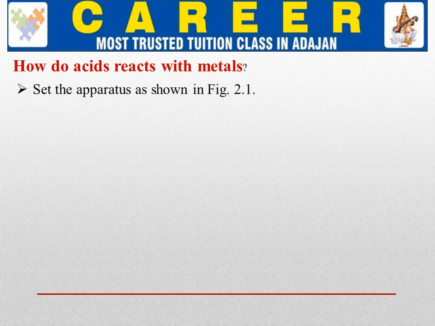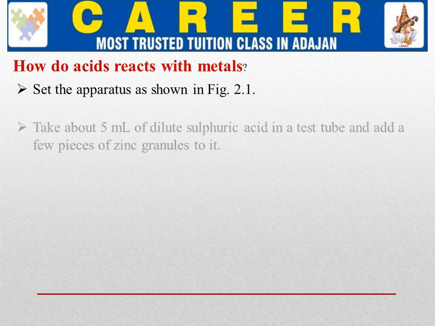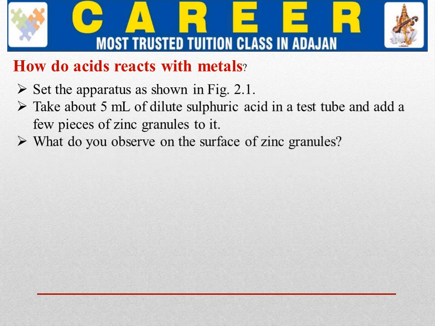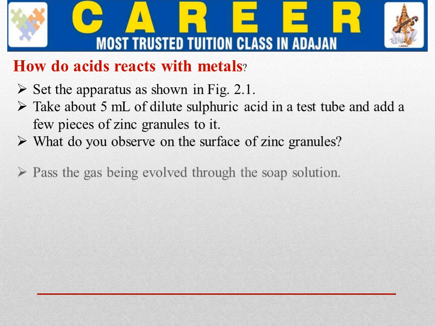Now, in order to check this, let us study with an experiment. Take the apparatus as shown in figure 2.1. Add 5 ml of dilute sulfuric acid in a test tube and a few pieces of zinc granules in it. Now, what do you observe on the surface of zinc granules? आप क्या observe करेंगे? Whatever your observation, note it down.